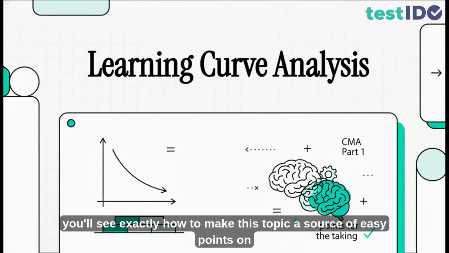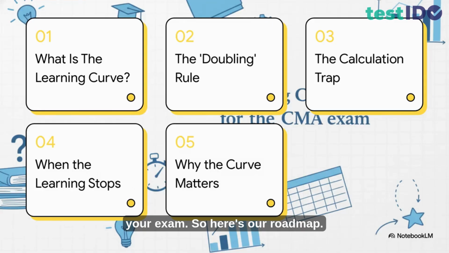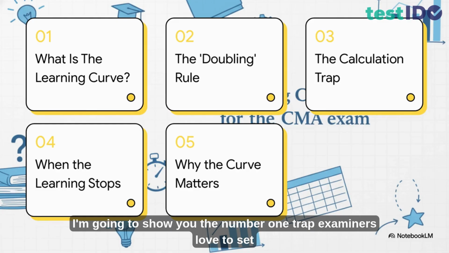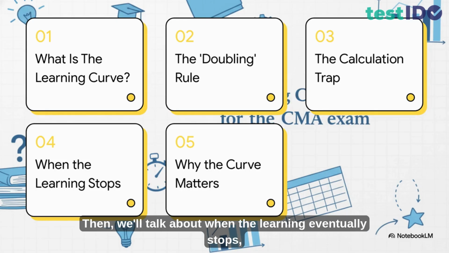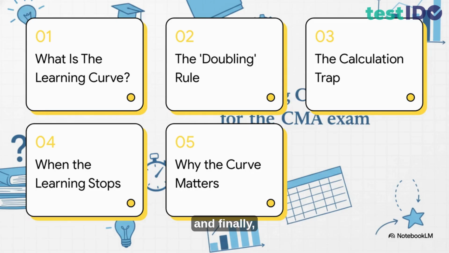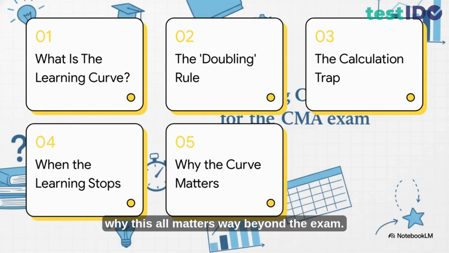By the time we're done here, you'll see exactly how to make this topic a source of easy points on your exam. So here's our roadmap. First, we'll cover what the learning curve even is. Then we'll jump into the most important part, the doubling rule that powers all the calculations. After that, and this is crucial, I'm going to show you the #1 trap examiners love to set with these questions so you can just walk right around it. Then we'll talk about when the learning eventually stops, and finally, why this all matters way beyond the exam. Sound good? Let's dive in.